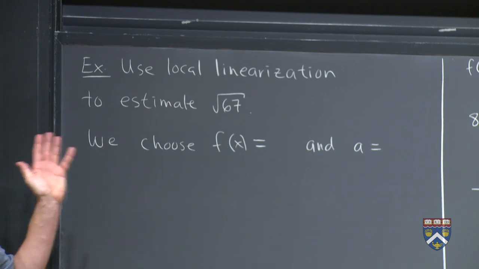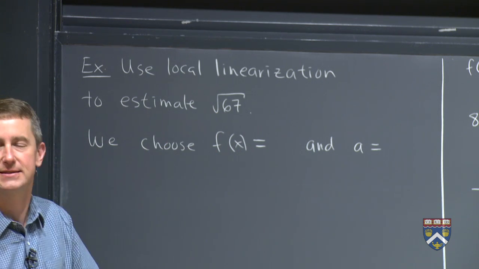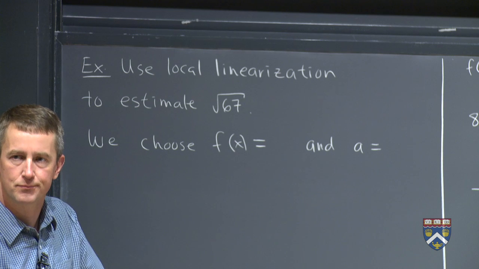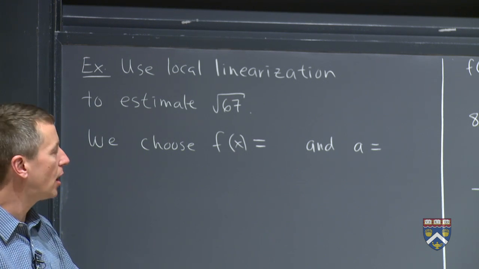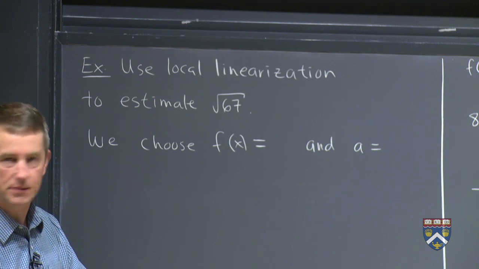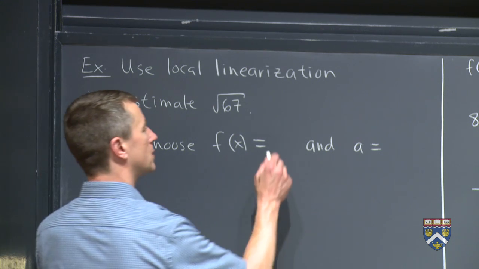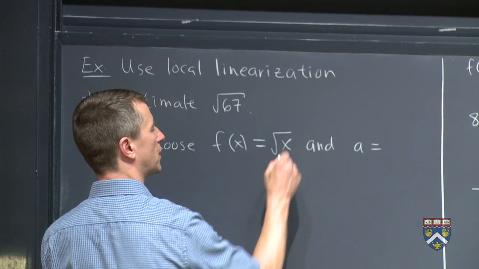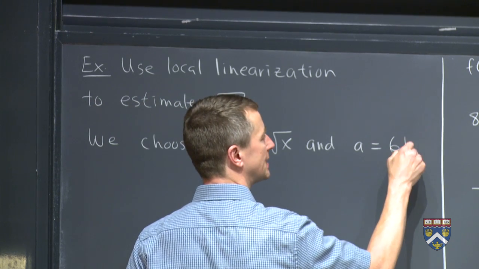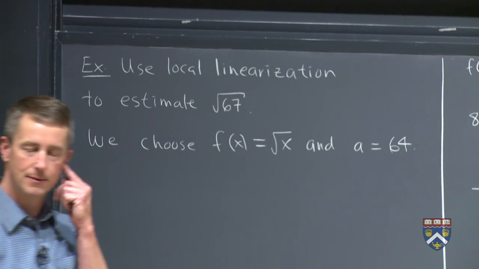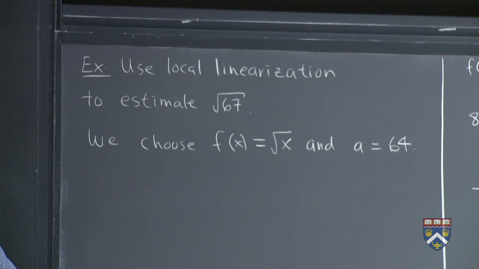So if you didn't know any calculus at all, what would you say? Square root of 67 is probably about what? Probably about 8, right? Because you know a perfect square near 67 is 64. So the idea is we choose the function to be square root of x, and we have to choose a place where we know what's going on. So that's why we choose 64, because we know the square root of 64 is 8.